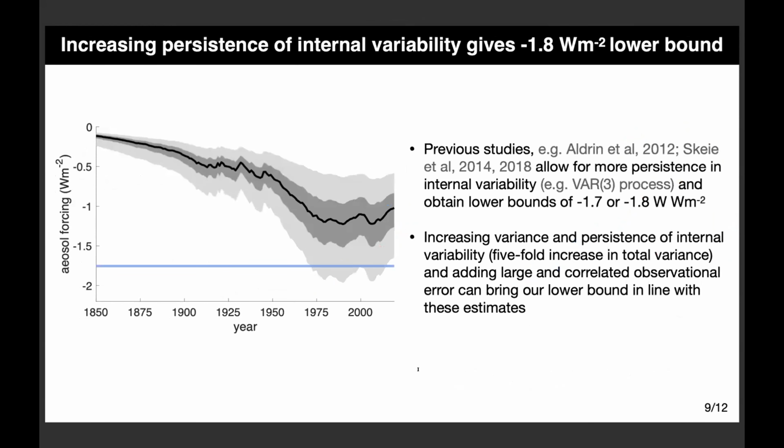Other studies that have gotten a bound around -2 using the full record appear to get there on account of having more persistent internal variability. And indeed, if we increase internal variability 5-fold, mostly by increasing its persistence, and also add large and correlated errors in observations, we can get a lower bound of -1.8, mostly in line with these estimates. And there are, as Cristi was saying, open questions about how much low frequency internal variability there is, and whether or not coupled models capture it. But here I'd just say that we really have to strongly degrade certainty on temperatures if we want to push our lower bound towards -2.